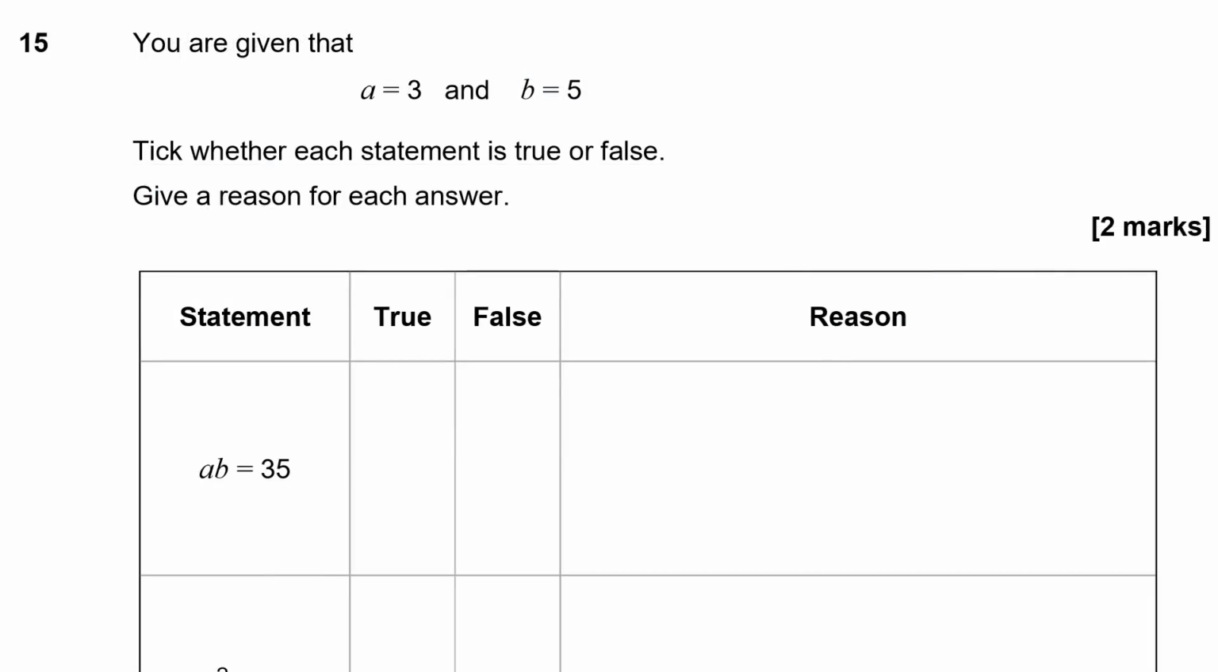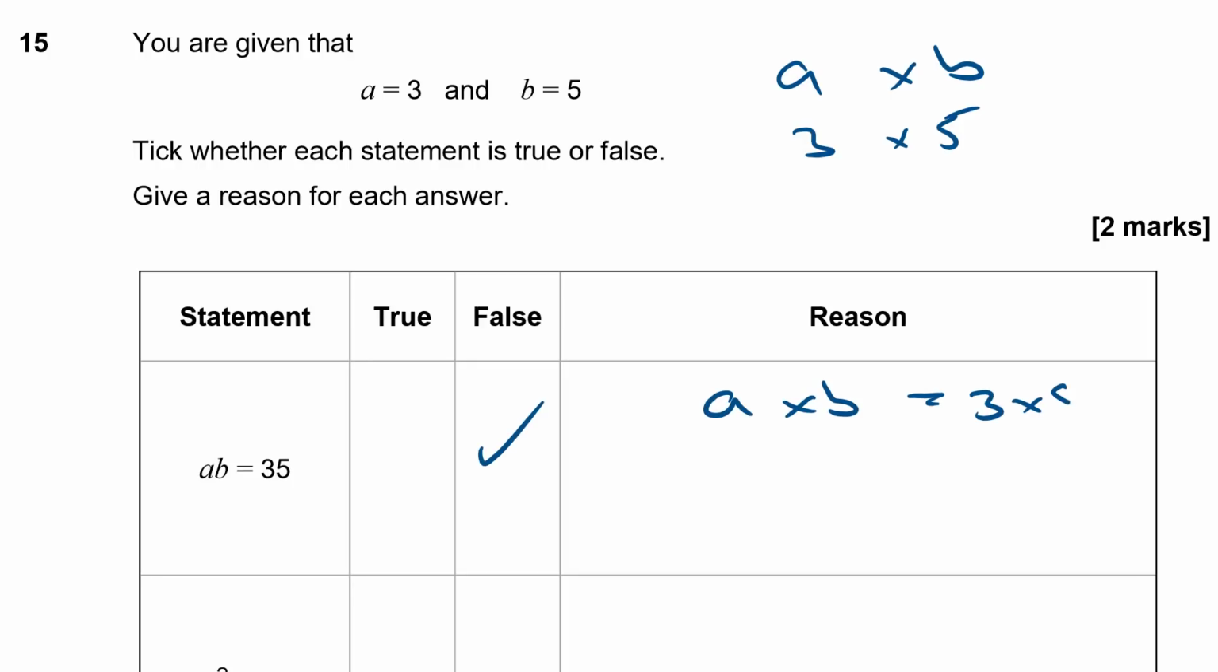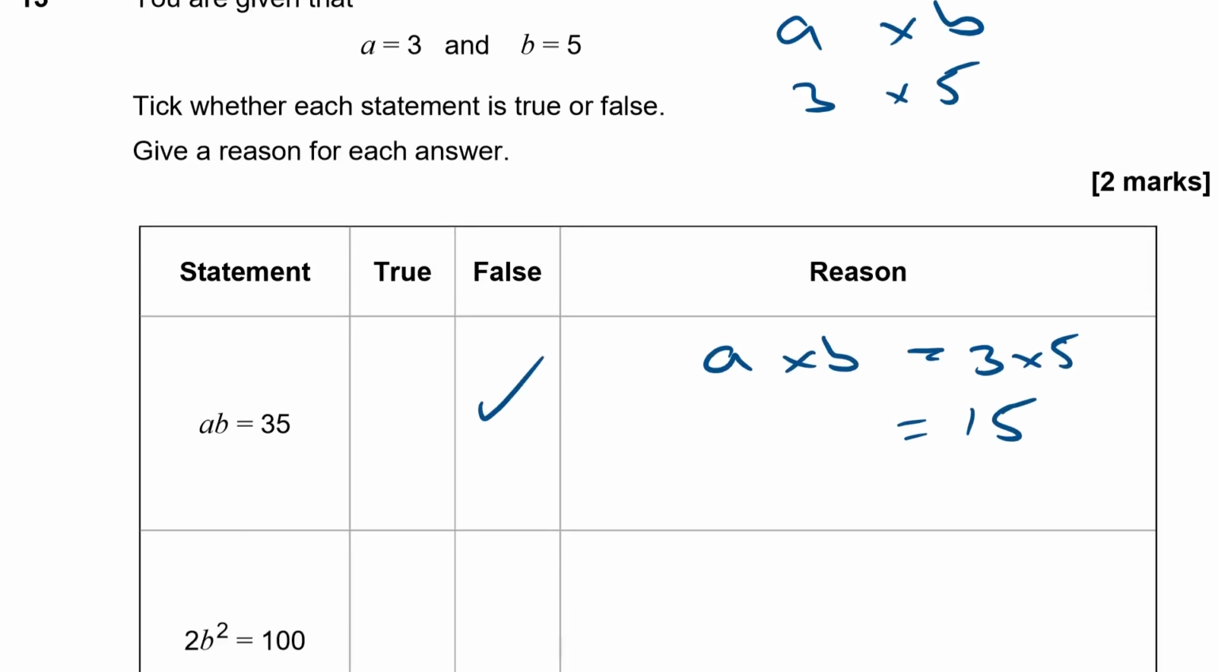You're given that A is equal to 3 and B is equal to 5. Tick whether each statement is true or false. Give a reason for each answer. Statement 1 says AB equals 35. Well, that isn't true because AB means A times B, which is 3 times 5. So the answer is 15. So A times B is equal to 3 times 5, which is equal to 15. So that's why it's false.